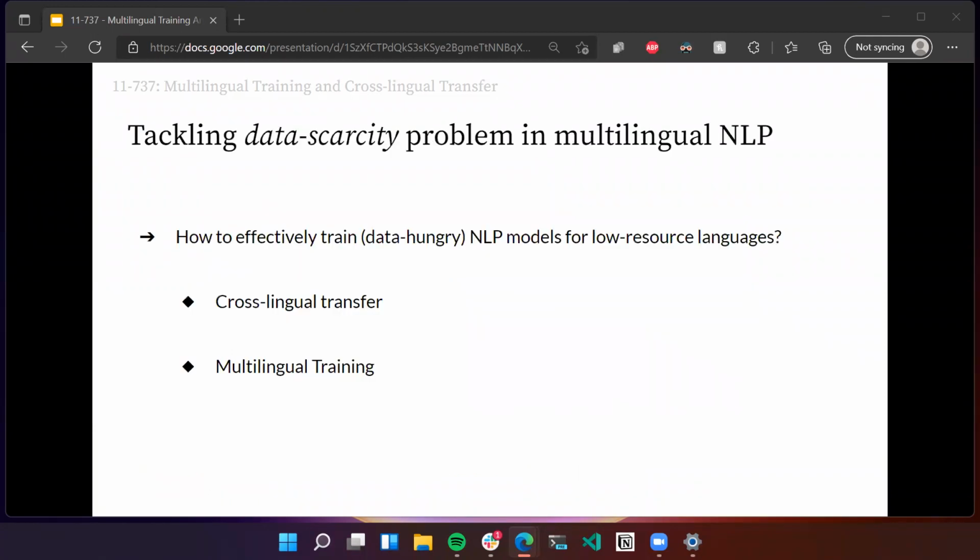So the main topic of this lecture is going to be precisely how to handle this lack of data by leveraging data from other languages. We'll cover two main approaches, cross-lingual transfer and multilingual training. We'll also cover some more extreme cases of data scarcity, zero-shot transfer, and some open problems in multilingual training.